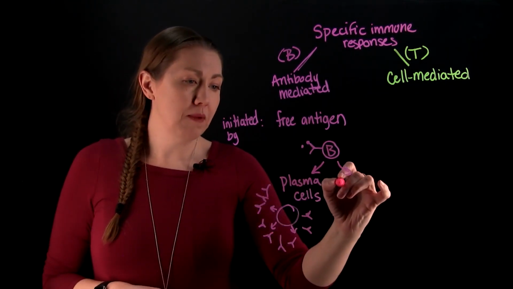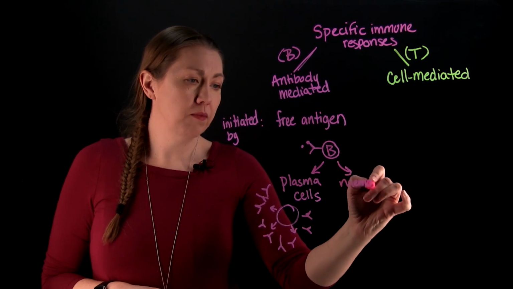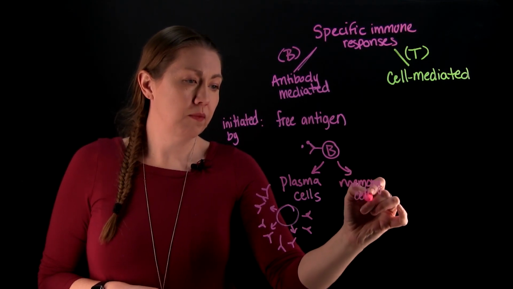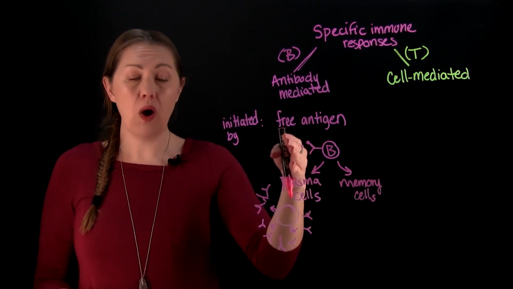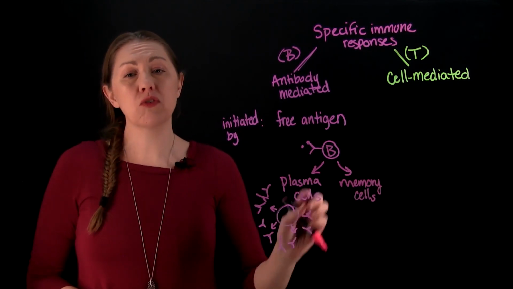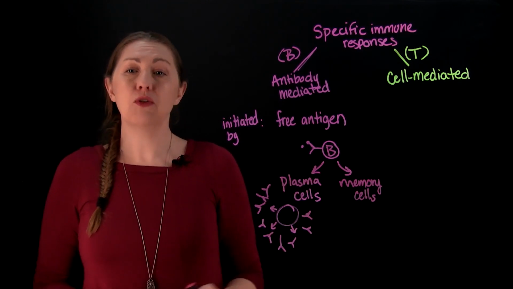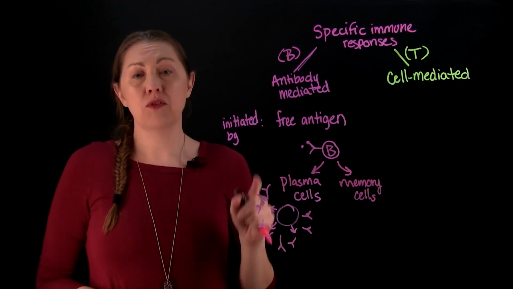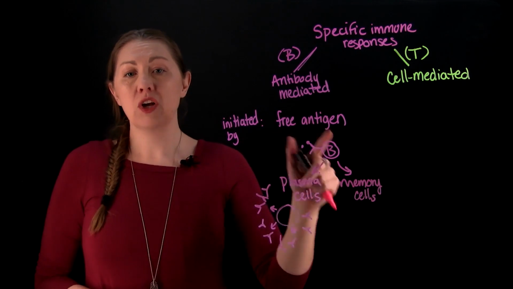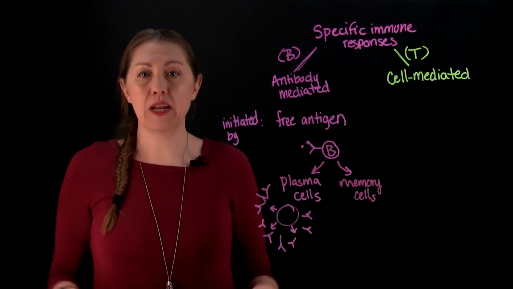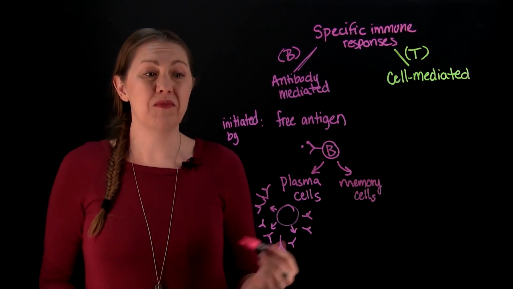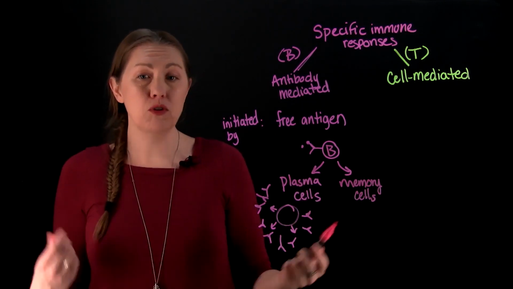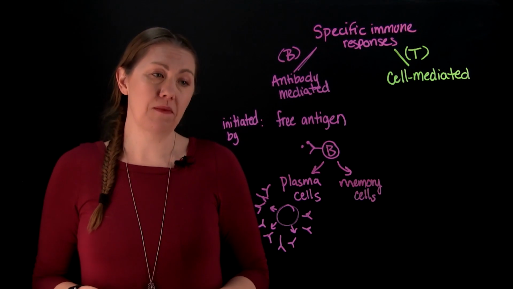They will also make memory cells. Now these memory B cells aren't going to be used in this initial attack. They're not going to go hunting, they're not going to make antibodies. What they're going to do is sit around and be ready for if you do run across that antigen again. So if you do find that antigen in the future, you can just turn the factory on and you're ready to go. You don't have to make the factories. So it'll save you some time and allow you to fight it off right away before they have time to duplicate and kind of overrun your system.